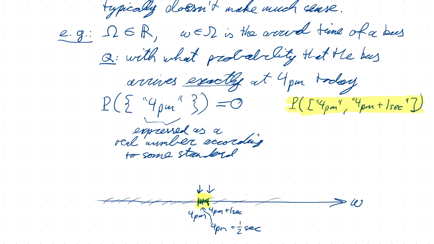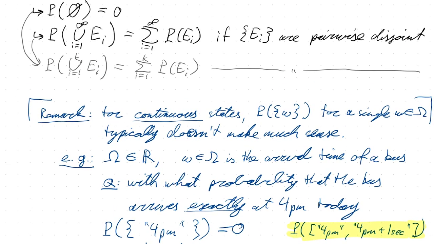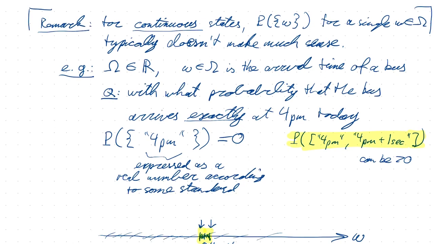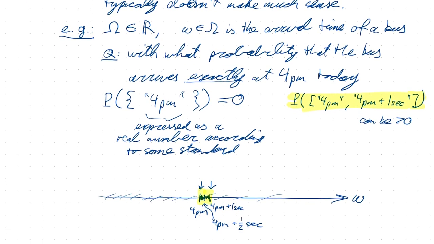So that can be larger than zero. And there's no inconsistency here because even though all of these individual probabilities are zero, and they're all disjoint, we assumed, if I may scroll up, only that the probability of the union sums up if the union is countable. And this interval is certainly not a countable set. It's a continuous interval on the real axis.